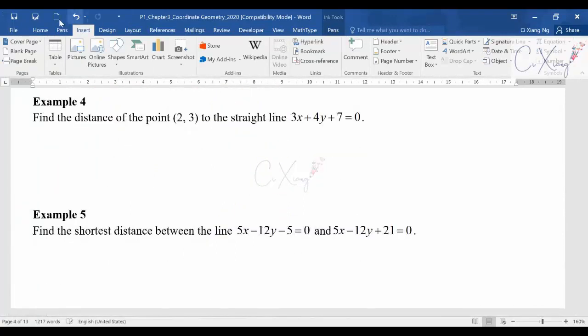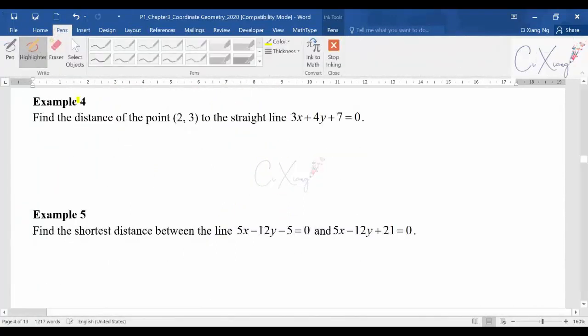Okay, so example 4. They want you to find the distance of this point to this straight line.